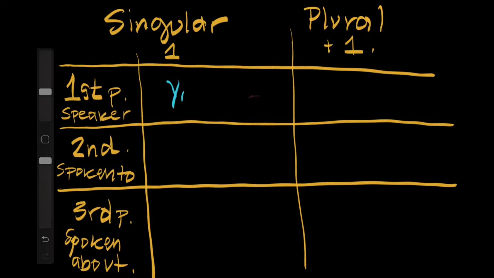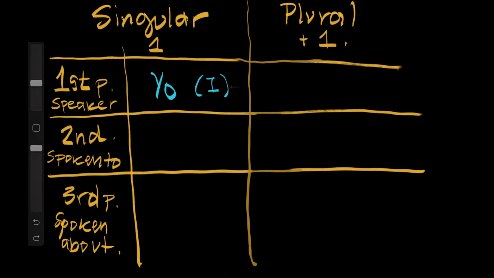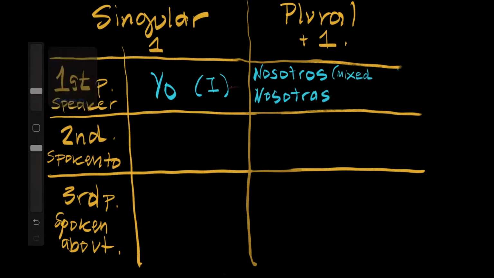Now, the first person singular in Spanish is yo. And the first person plural is nosotros and nosotras. Both of these words mean we. The reason why we have two words is because of gender. Nosotros is used for a group of only males or a mixed group, even if it's 5 females and 1 male, whereas nosotras is exclusively used for female groups.